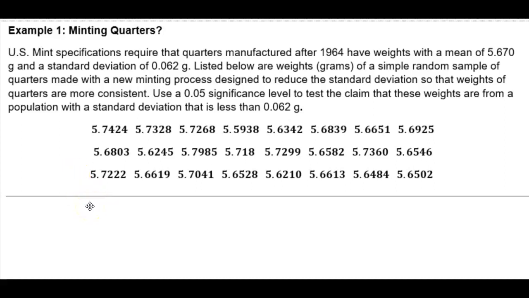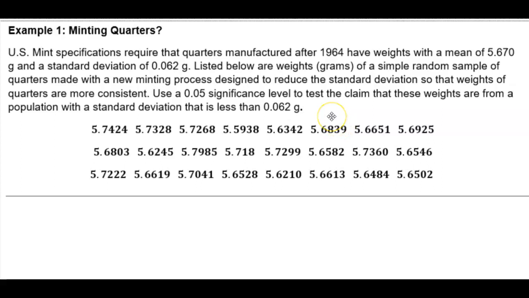Example 1, minting quarters. U.S. Mint specifications require that quarters manufactured after 1964 have weights with a mean of 5.670 grams and a population standard deviation of 0.062 grams.